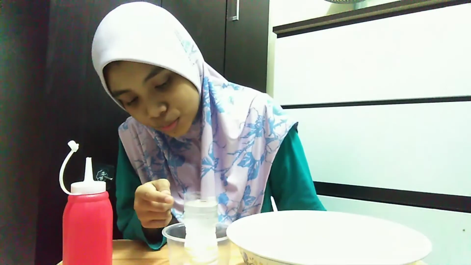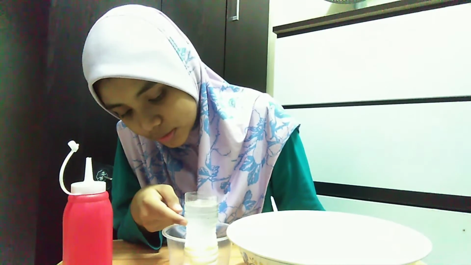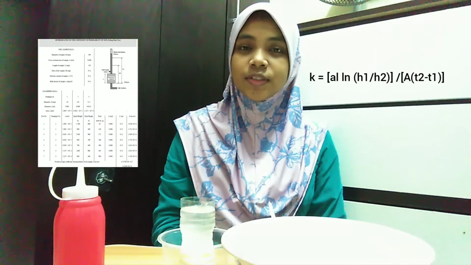By this time, we observe the time taken for the water to flow from H1 to H2, H2 to H3, H3 to H4. The same method was repeated for tests number 2, 3, 4, 5, 6 and 7. By using the data recorded in the table, we may determine the coefficient of permeability of the soil sample. Even so, some correction needs to be done on the result due to the effect of temperature.